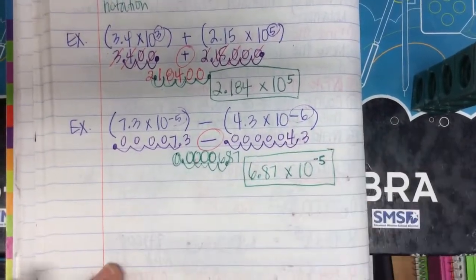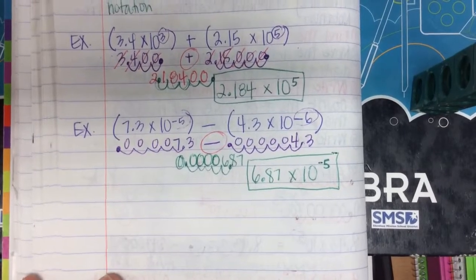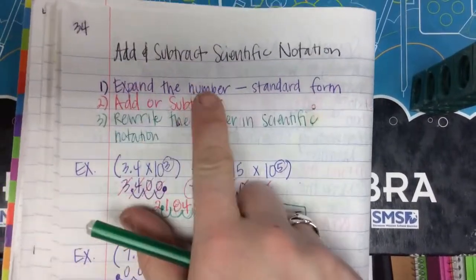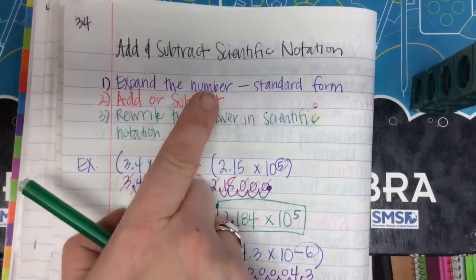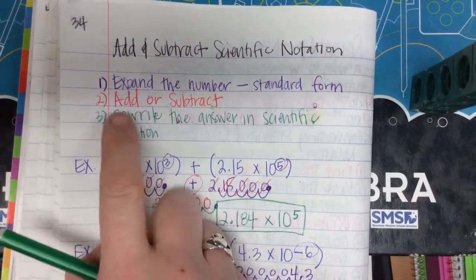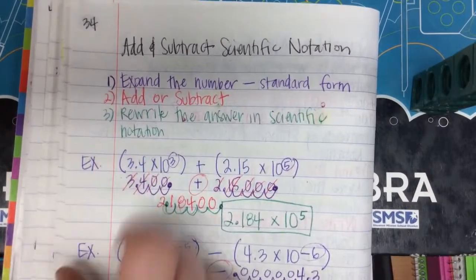Adding is pretty easy. Subtracting is pretty easy. Expand the number, write it in standard form. Then you either add or subtract. You do what the problem tells you. And then you rewrite the answer in scientific notation.